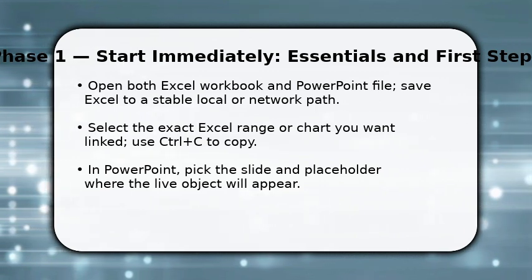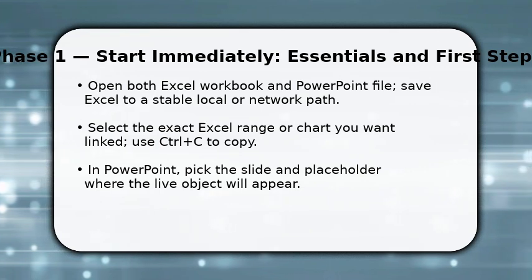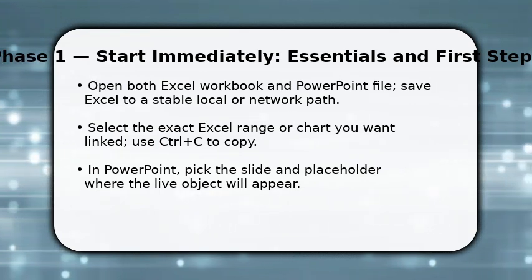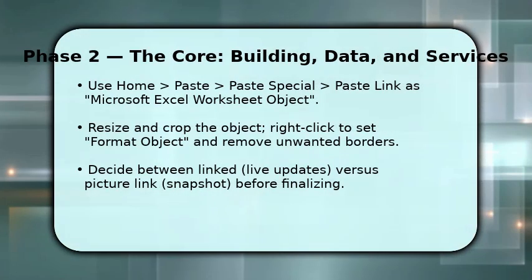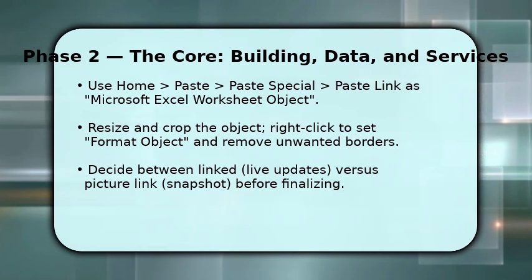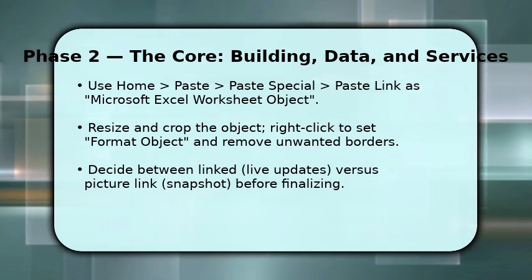This immediate action prevents path issues later. Make sure file names are final before you paste, because the link uses that saved workbook location. Once done copying, paste with intent. In PowerPoint, choose Home, Paste Special, and select Paste Link as Microsoft Excel Worksheet object.